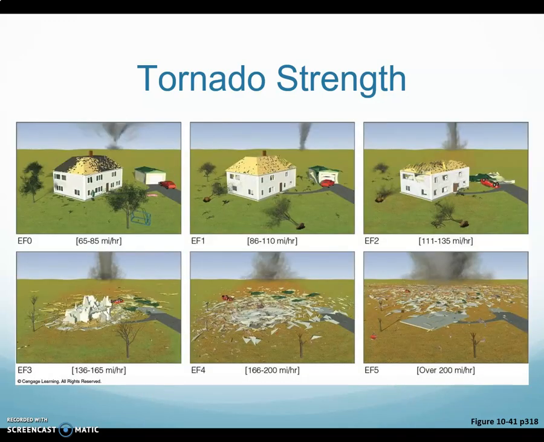Okay, so I gave you the numbers. What does that actually mean? Well, with an EF0, you're going to have some damage. Things are going to be blown over. You're going to have some shingles lost, perhaps some siding damage, maybe a window or two out, something like that. So damage, but not irreparable.